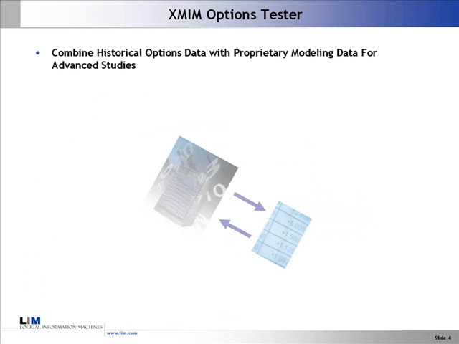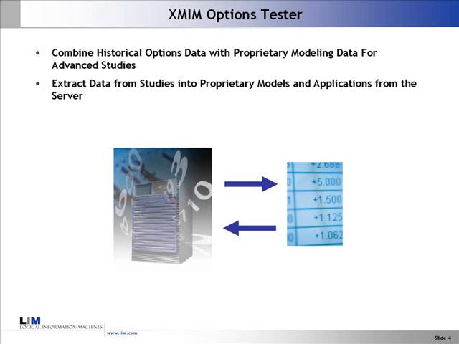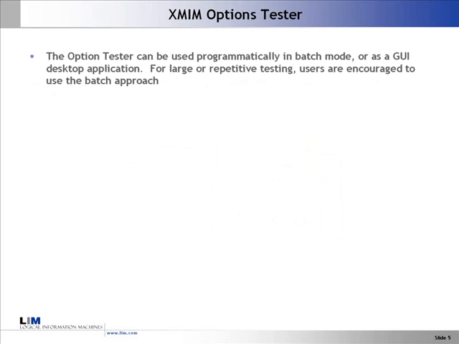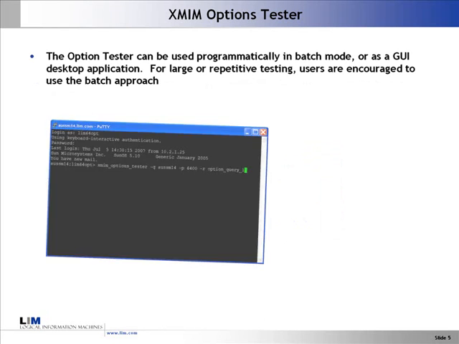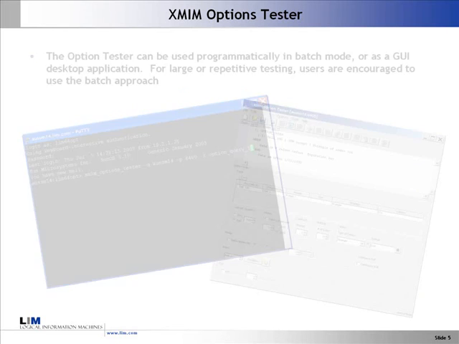Analysis can be done by combining historical options data with proprietary data for advanced research. The data can be easily extracted from the studies and used in proprietary models and applications to assist from LIM's open APIs. The option tester can be used either programmatically in batch mode or as a GUI desktop application. For large repetitive testing, users are encouraged to use the batch approach.